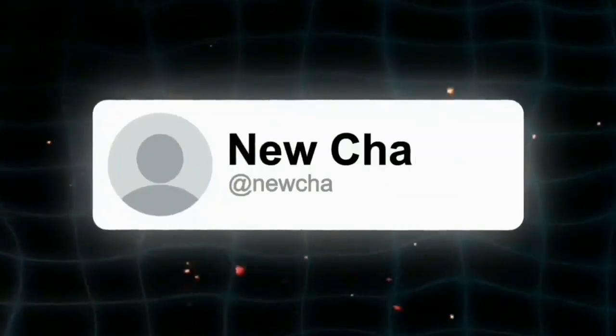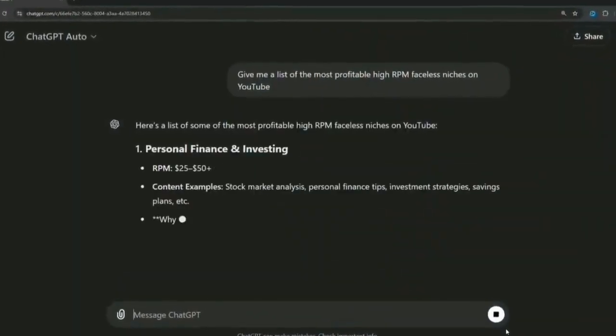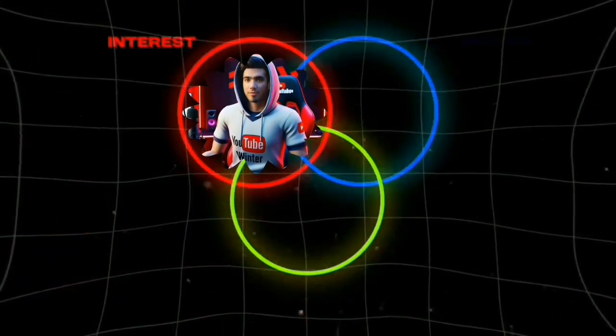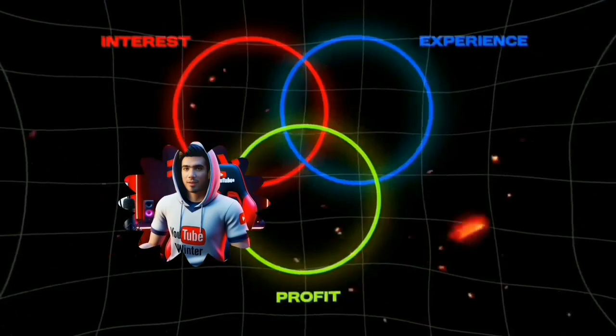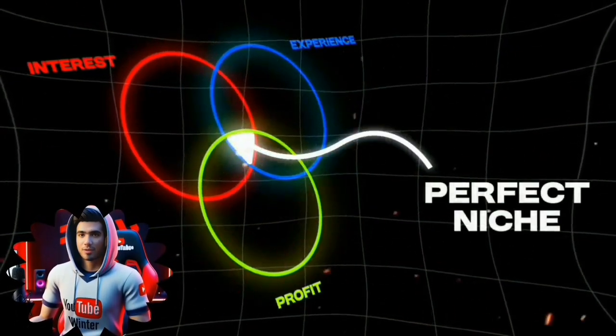So, you're starting a new YouTube channel. Today, I'll show you how to automate the entire process using just a few AI tools. Usually, when choosing a niche, we consider three factors: interest, experience, and profitability. Then, we pick a niche that fits the intersection of these three circles.